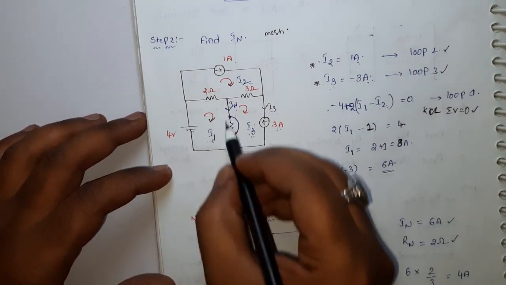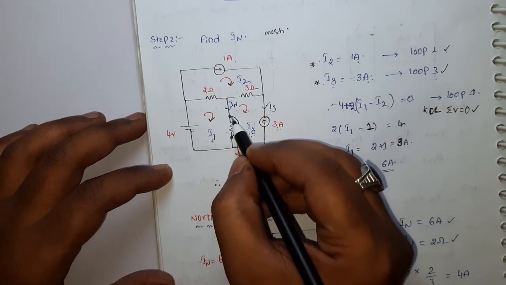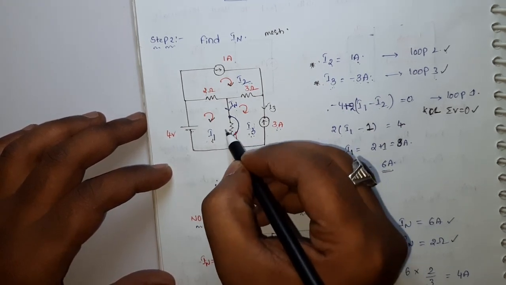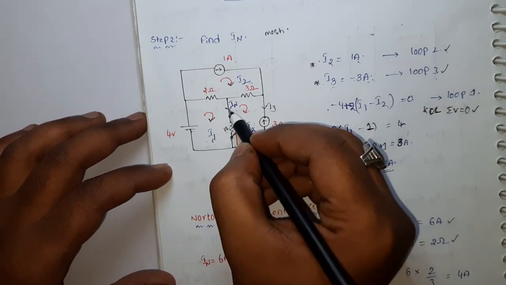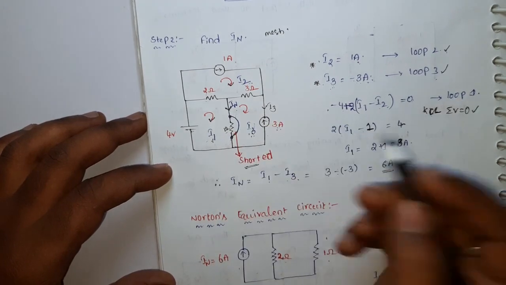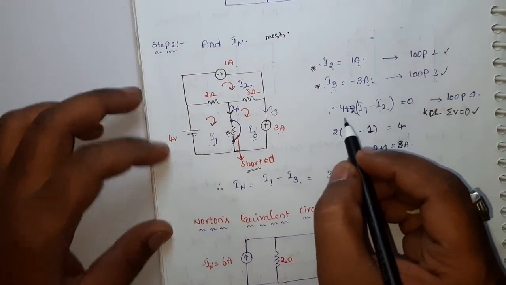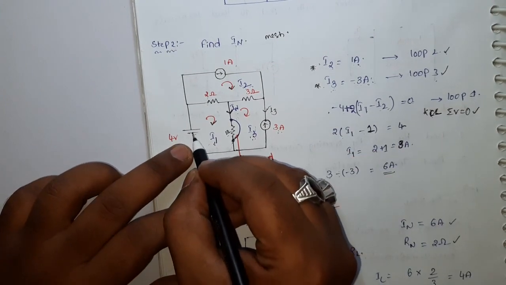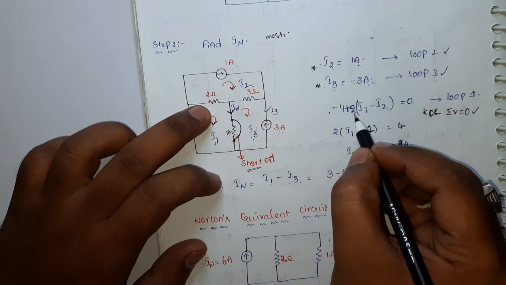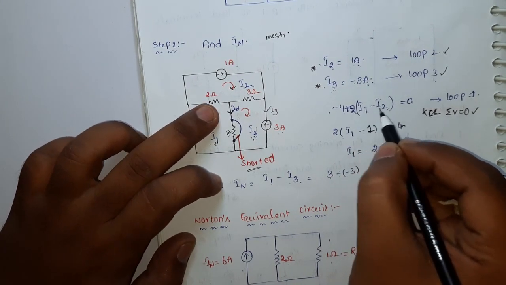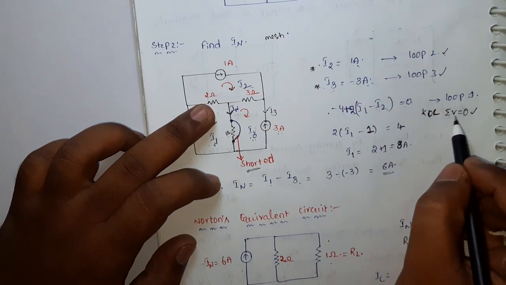Let us write the mesh equation in loop 1. Before writing the mesh equation, we must short the load terminals. This is the 1 ohm resistor, no? We must short the load terminals to find Norton's current. Let us start from here in clockwise direction. Minus 4 plus 2 ohm resistor, 2 into branch current I1 minus I2, equal to 0. We applied KVL, sigma V equal to 0.